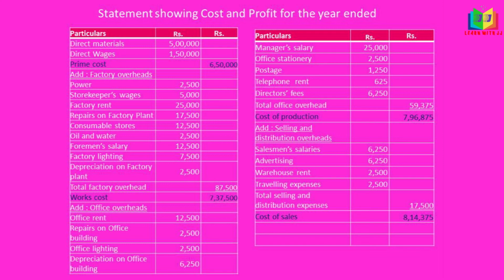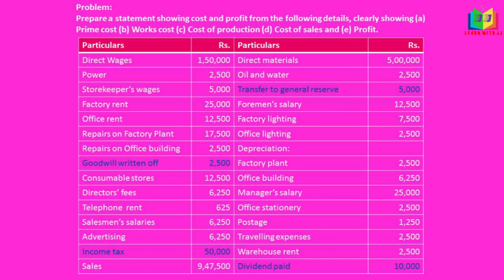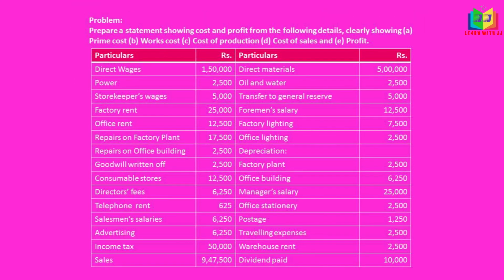Now we have to find out the profit. A few more things are left in this. That is goodwill written off, income tax, transfer to general reserve, dividend paid. All this won't come under cost sheet, as we already saw. So it is the time for us to find out the profit.